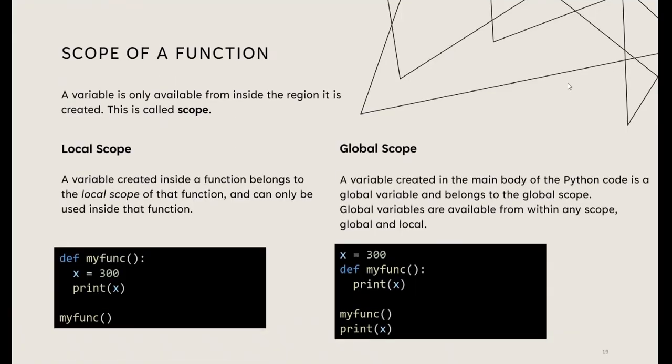Now let's talk about scope of a variable. We have local scope and global scope. So what is local scope? Whenever we declare a variable inside a function, it is only usable inside that function. We cannot get the value of x outside of the function. And in global scope, if we declare a variable outside the function, we can get its value anywhere, inside the function and also outside the function.